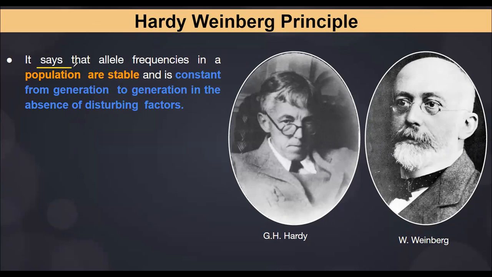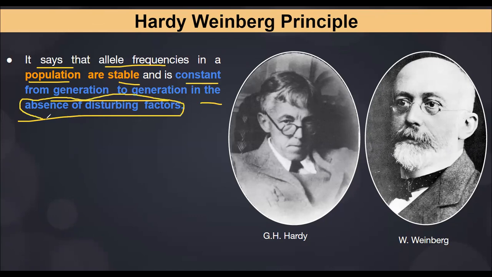Okay, so this principle says that allele frequencies in a population are stable and constant from generation to generation in the absence of disturbing factors. So it is more or less supplementing or complementing whatever we have studied up till now.